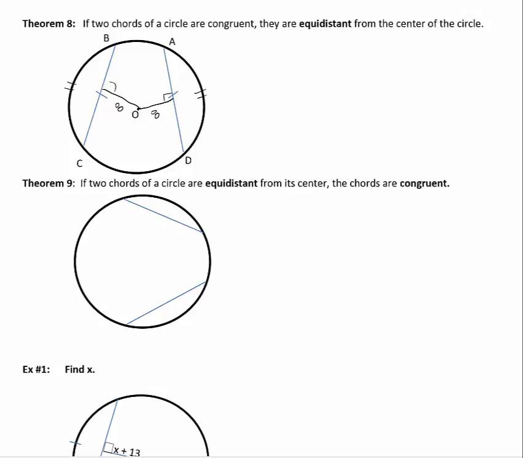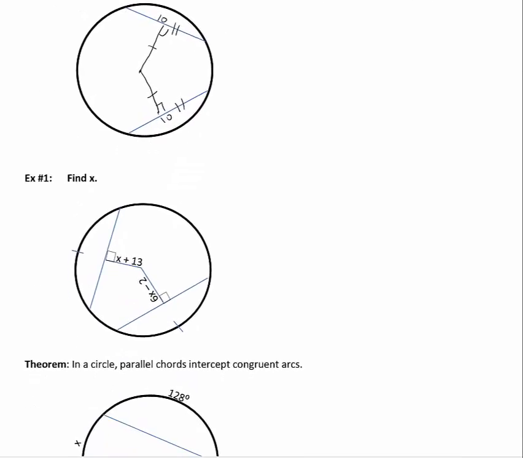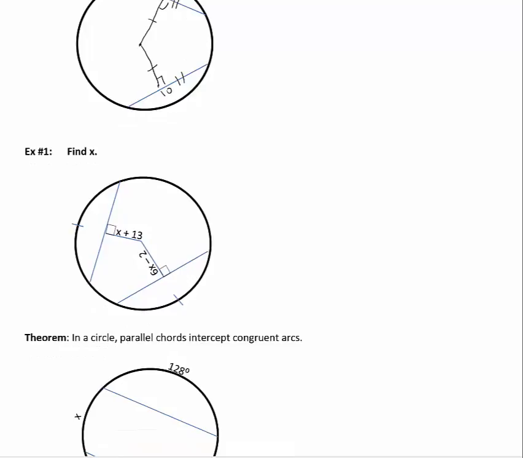If they are equidistant from the center, so if we know, and I'm going perpendicular to the center, if we know that they're equal distance away from the center, then they both must be the same measure. If one's 10, the other's 10. They could be 20, but they both would have to be equal. So for example, number 1, find x. If we've got congruent arcs, then we know we've got congruent segments here, which means they have to be the same distance away from the center.